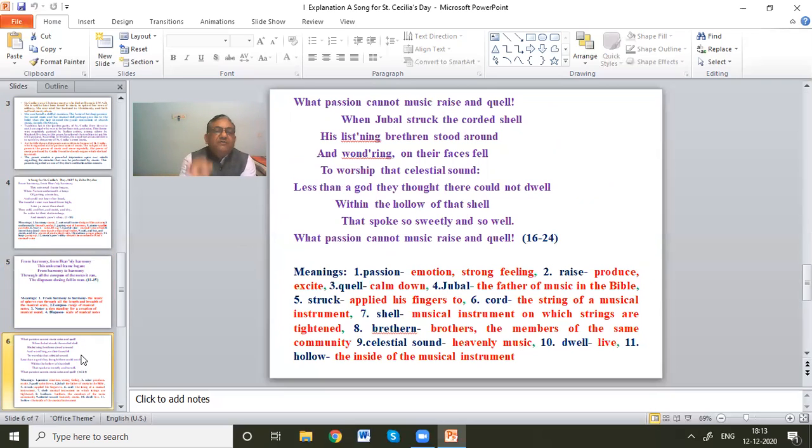There is not even a single feeling in the human heart which cannot be produced by the power of music and which cannot be calmed down by the power of music. In other words, music has the power to create all kinds of passion in the human heart. Now he gives some examples. The first is of Jubal.